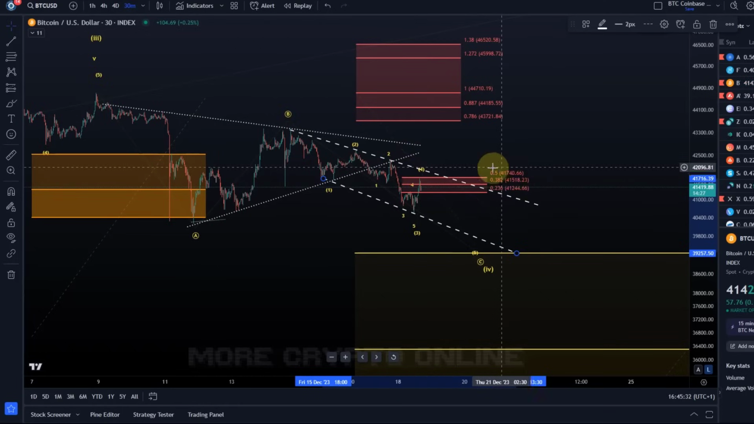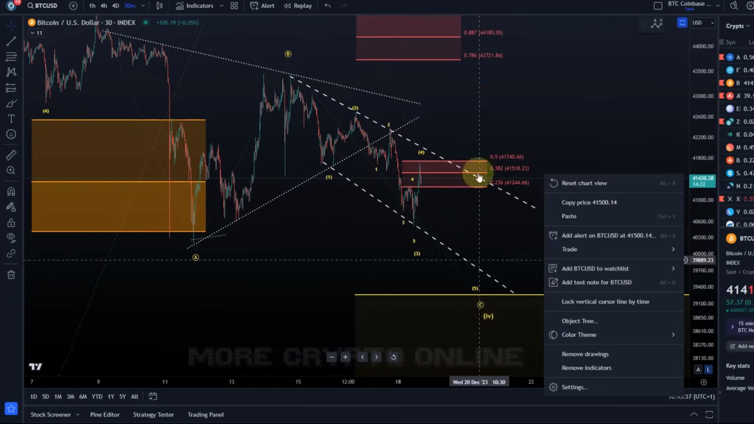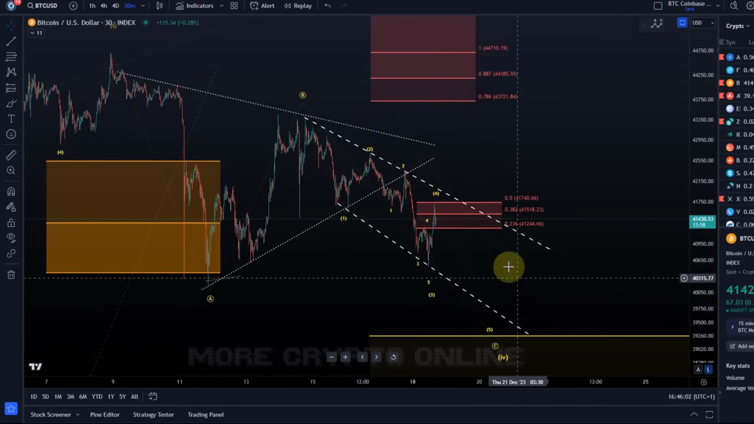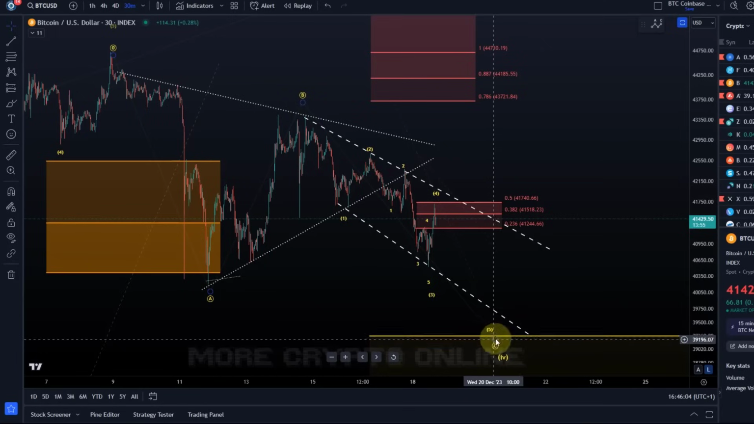Micro resistance is at 41,740, but really the invalidation point for the immediate sell-off is here at the wave 2 high, but I shared that with you in the last video. There's a difference between resistance, initial resistance, and the invalidation point. Invalidation point is $42,400, and as long as that level isn't broken to the upside, I think we can focus further on the downside in a still unfolding C wave. However, that's going to take shape.